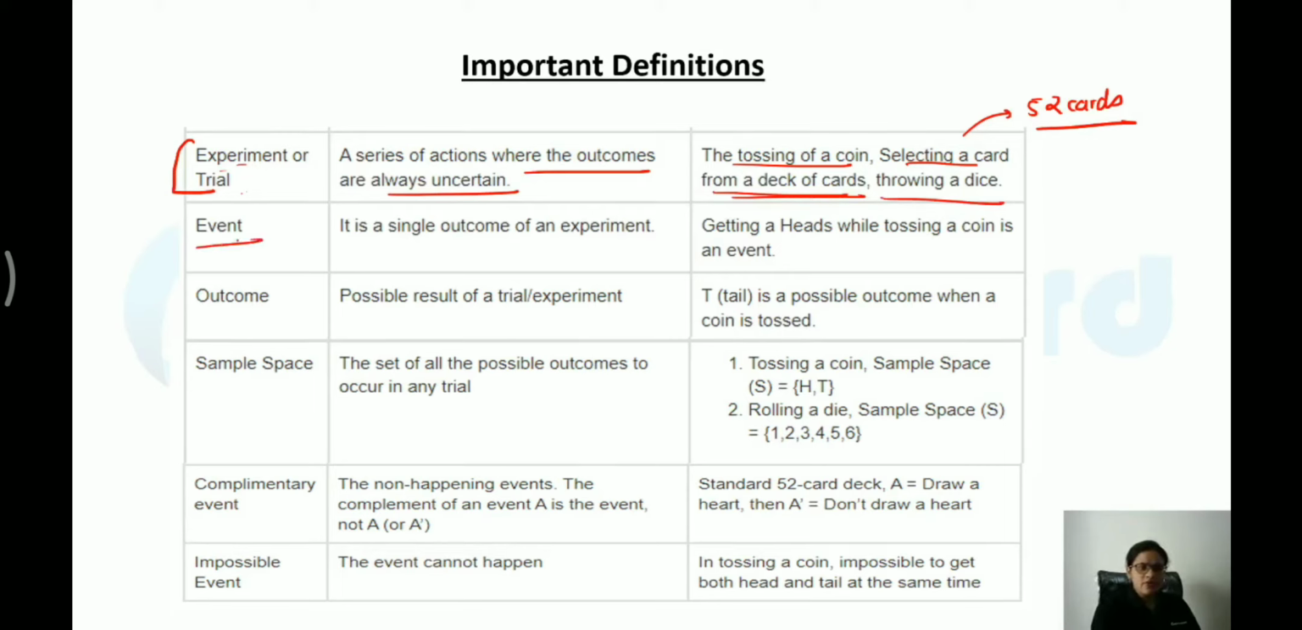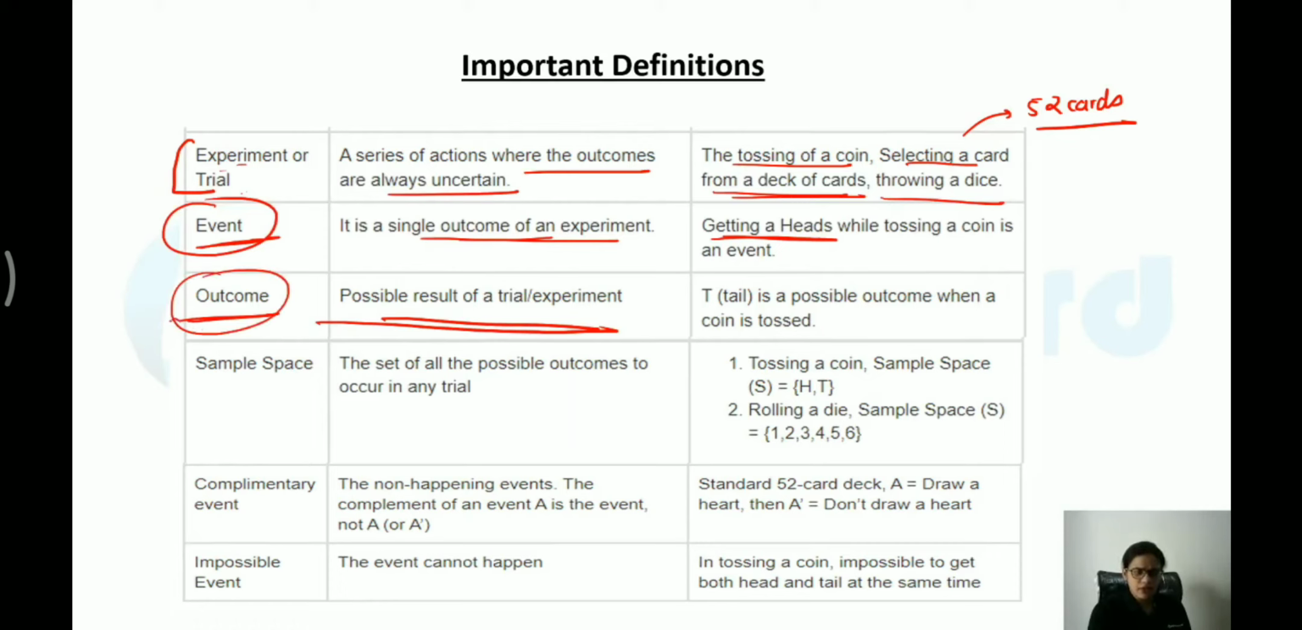Now what is the meaning of event? Whatever single outcome of an experiment you want, that is called an event. For example, getting a head, whatever requirement you have, that is defined under event. Outcome means all the possible outcomes you have to write over here. So when you are tossing, you may get head or tail. Those are the outcomes. The output, whatever you are getting, is called an outcome. When you write all the outcomes, that is the sample space. For example, when you are tossing, this is a sample space. When you are rolling a die, this is the sample space. When you are taking out a card, you know that the deck has 52 cards, so that is the sample space.